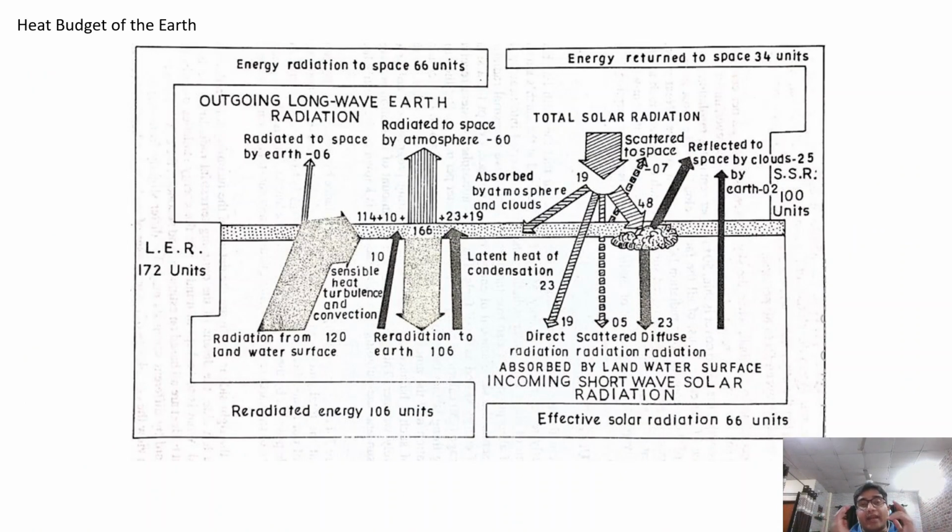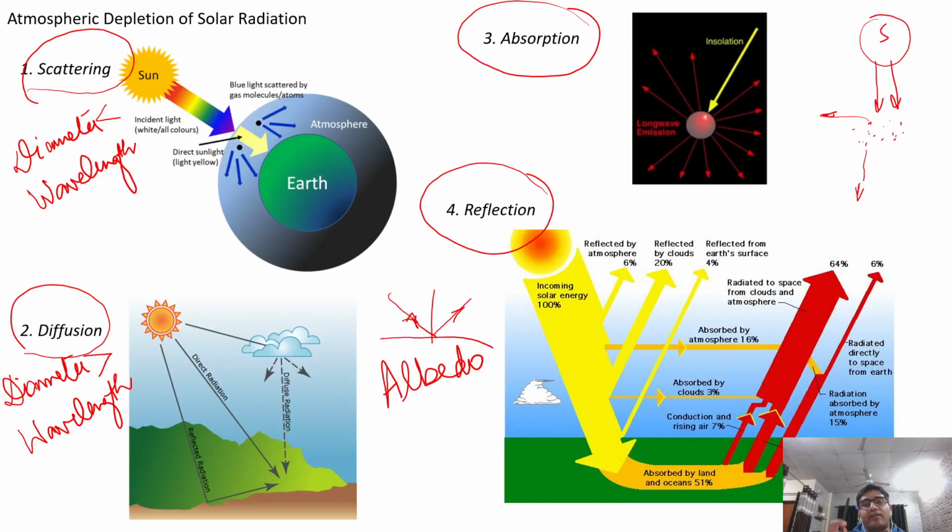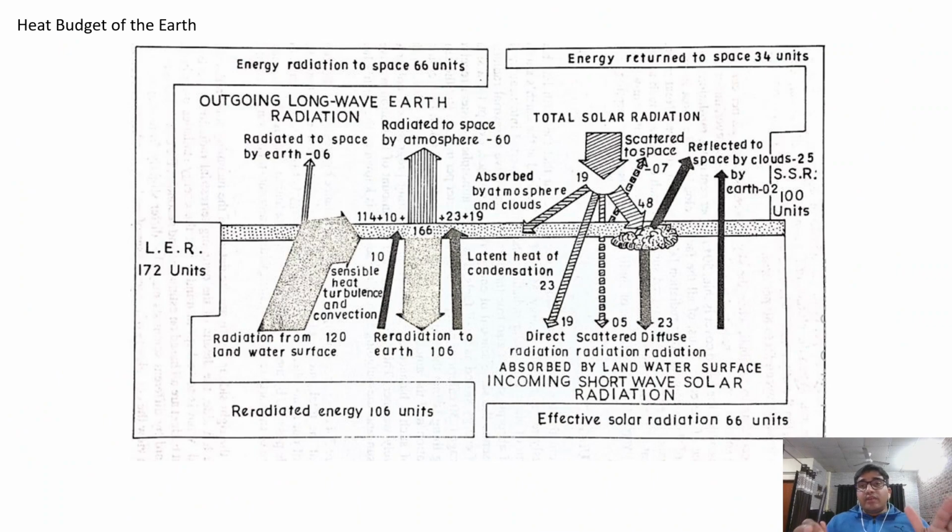So it means that, taking into account these four factors, scattering, diffusion, absorption and reflection, we can safely presume that the total amount of solar radiation coming on the earth is not the same as sent by the sun, because these four factors reduce that amount. If we consider all those factors, then we get what is called the heat budget of the earth. What is heat budget? We all know that the amount of solar radiation received and absorbed on the earth, and the amount of radiation sent back to space by the earth, should be equal. Only then we will have this heat budget in place.